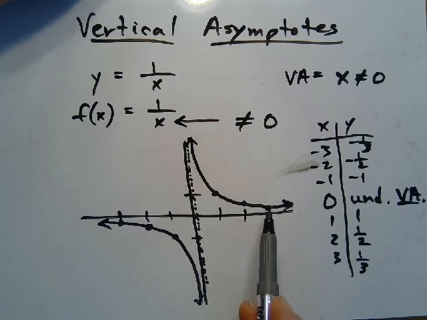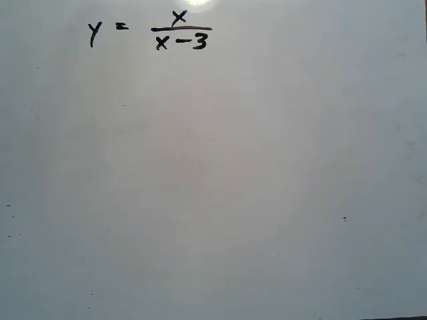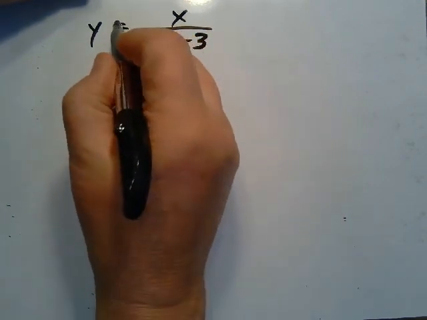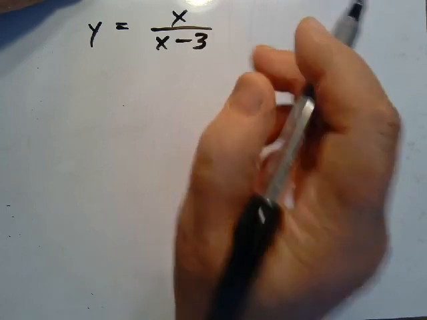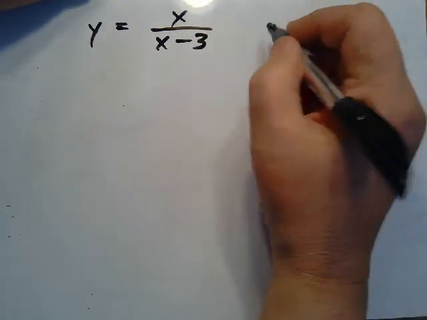So let's try another one, and then we'll practice taking a look at horizontal asymptotes as well. All right, let's take a look at this one. And you notice I've complicated things a little bit by not only putting a number on the bottom, but I've also added an x on the top. Let's start the same way we did before.